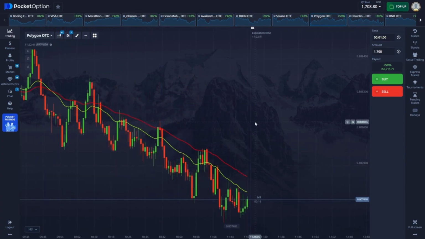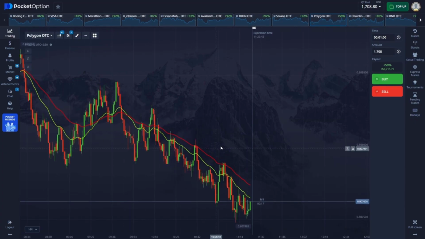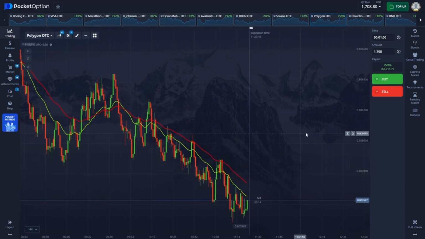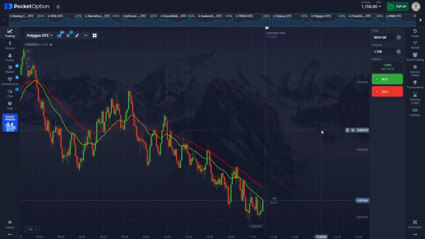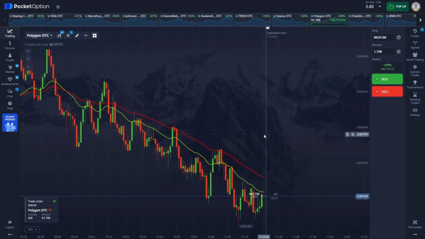On Polygon OTC, we have a trade for the downside move. If the current candle closes as a green candle near the moving average, then we can proceed. Okay, the candle has closed, so I placed my trade for the downside move worth $1,708 because there was a downtrend and the candle also closed at the level. That's why I took this trade for the downside move.